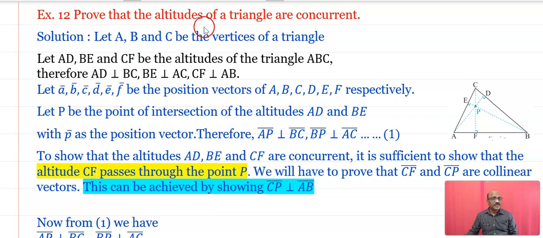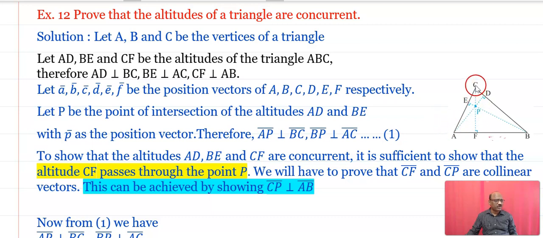Prove that the altitudes of a triangle are concurrent. We have proved in previous exercises that the medians are concurrent and the angle bisectors are concurrent. Now here we will prove that the altitudes are concurrent. What is meant by the altitude?